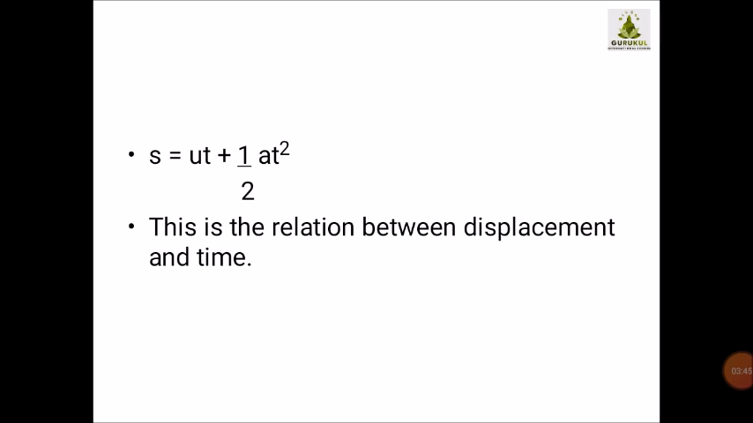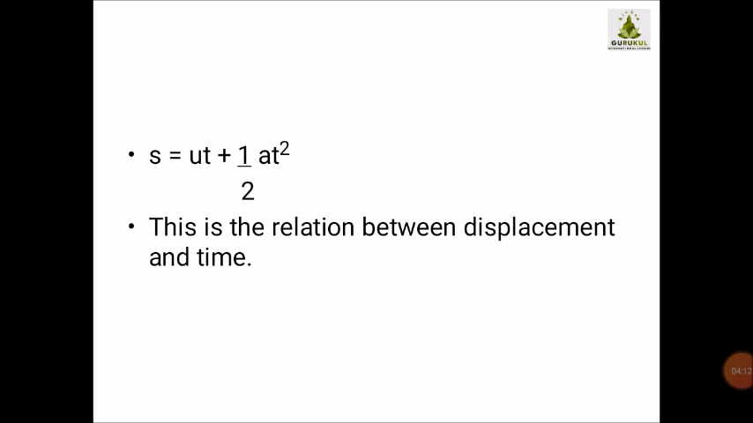Then the next equation is s. Now s means what? Yes, very good. I hope that you all are trying to guess. s means displacement. So displacement is equal to u, meaning initial velocity, times t, meaning time, plus 1/2 at square. a means acceleration and t square means again time square. So this is the relationship between displacement and the time.